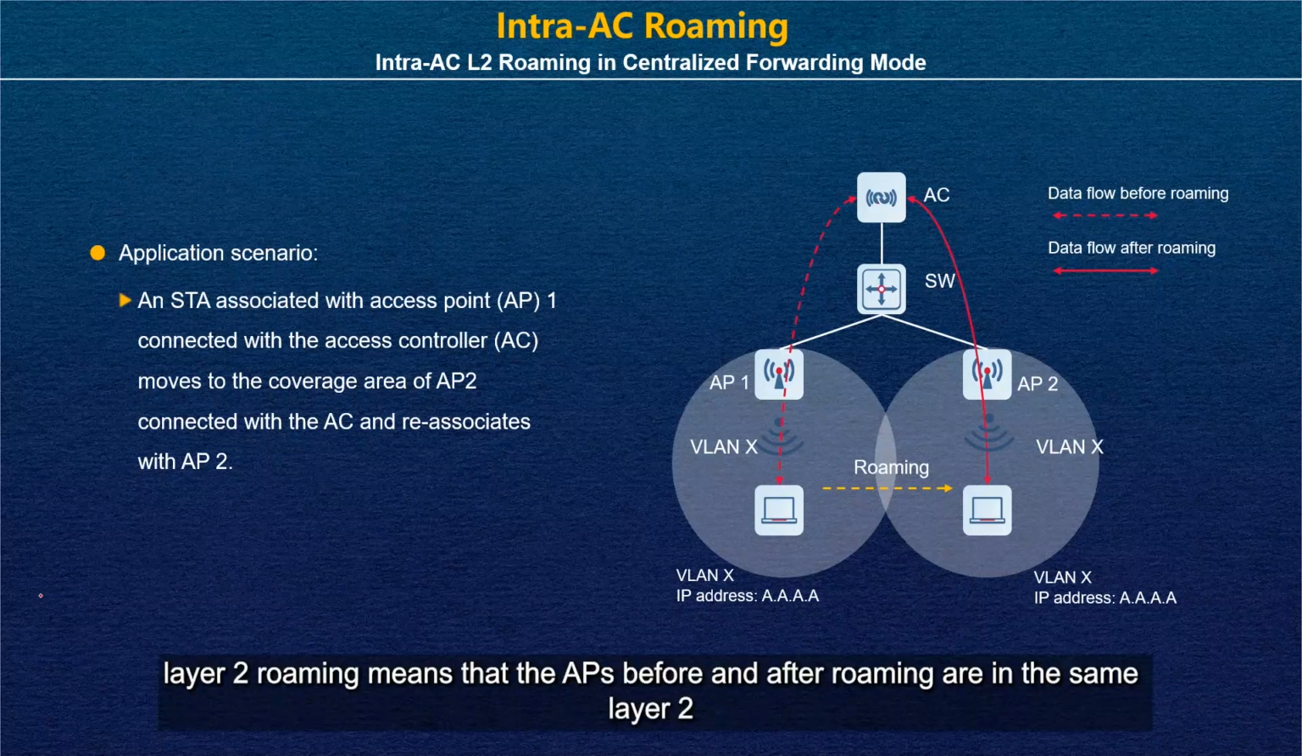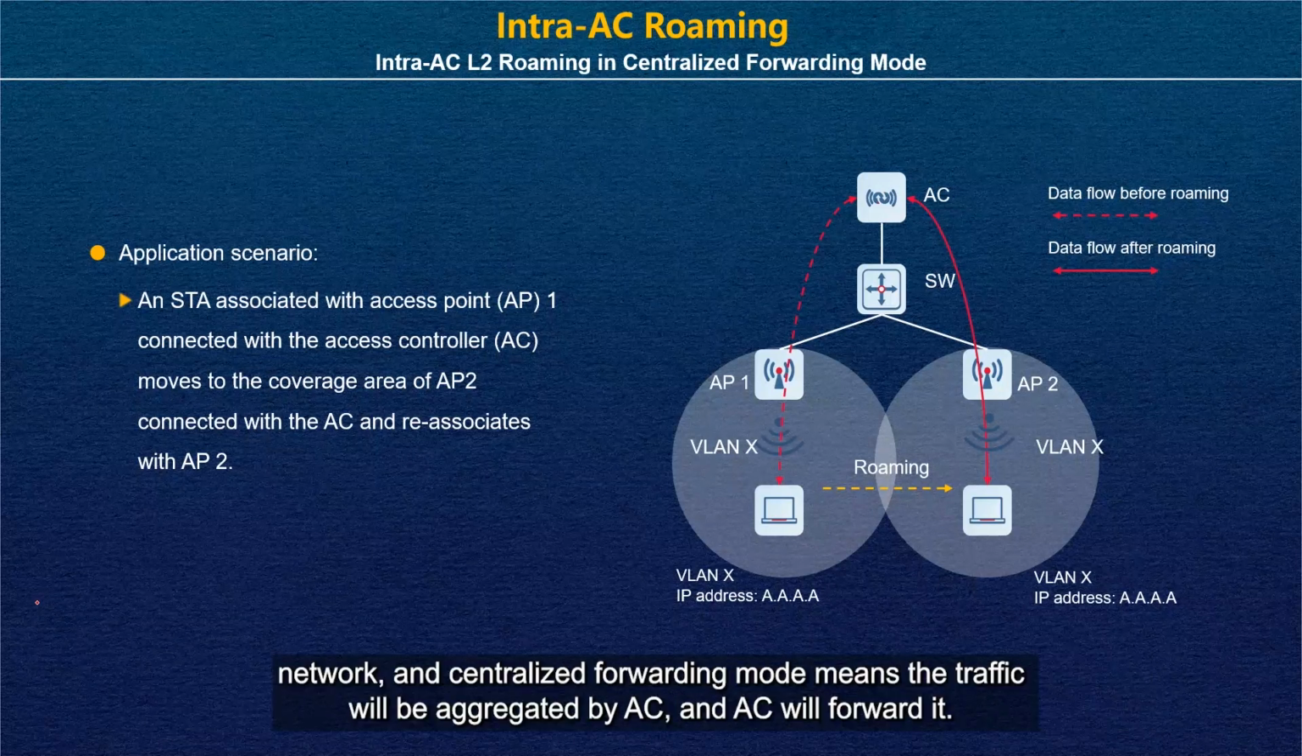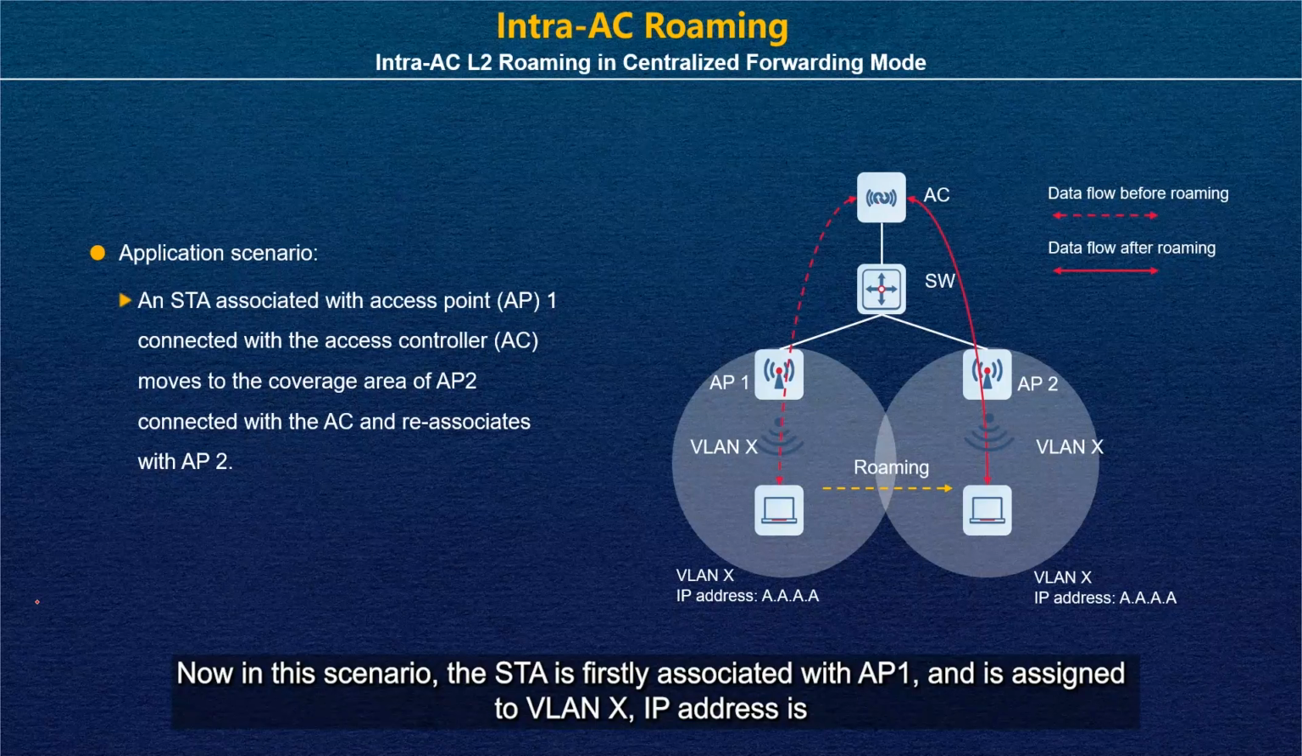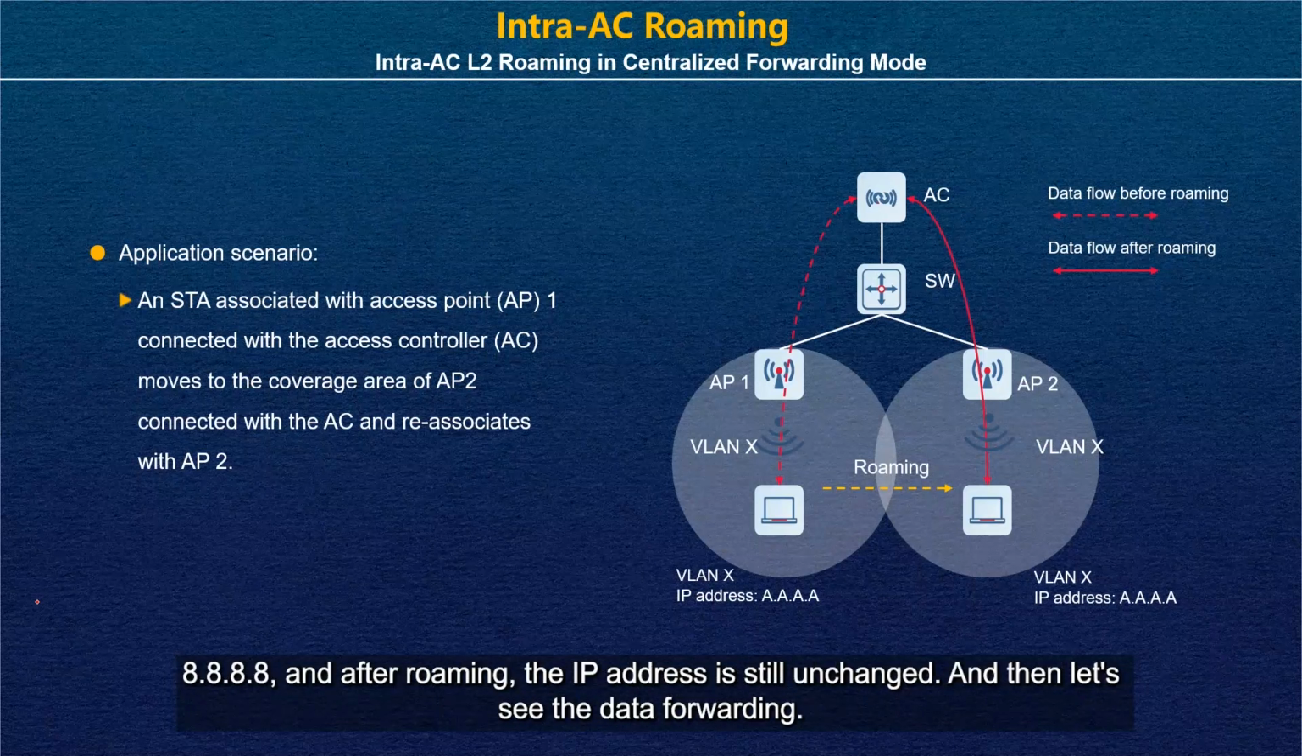Layer 2 roaming means that the APs before and after roaming are in the same layer 2 network, and centralized forwarding mode means traffic will be aggregated by the AC, and the AC will forward it. Now, in this scenario, the STA is first associated with AP1 and is assigned to WLAN X. Its IP address is 8.8.8.8, and after roaming, the IP address is still unchanged.